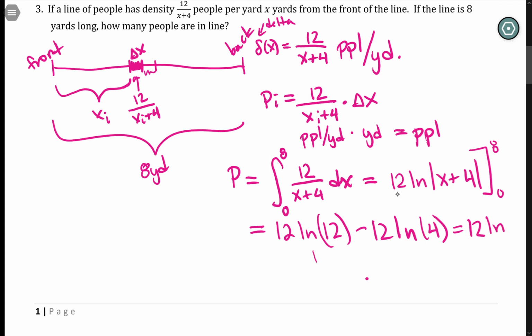So basically you can factor the 12 out. And then log properties say you can make that into a single fraction, 12 over 4, which let me go ahead and simplify as I'm at it. So we need 12 times the natural log of 3. Let me see where I set my calculator. So 12 natural log 3 is about 13.18. So to answer the question, I would say there's about 13 people in this line.